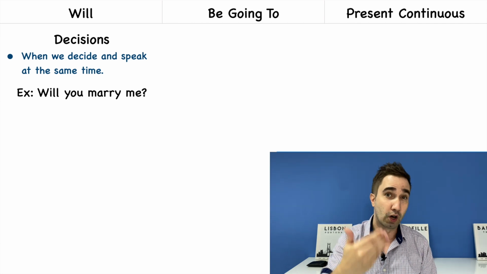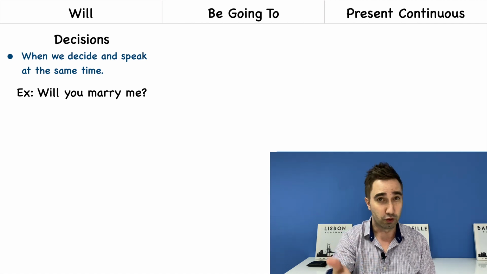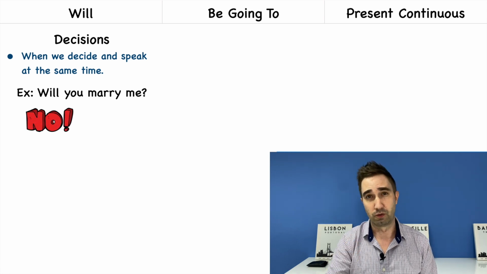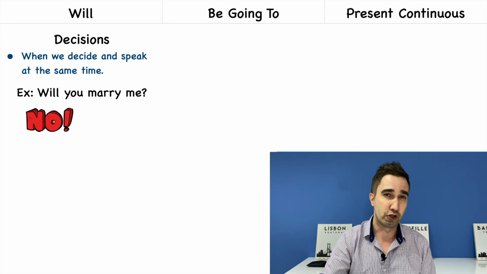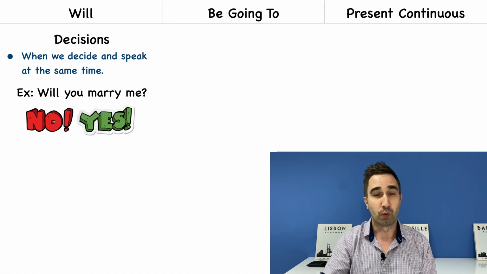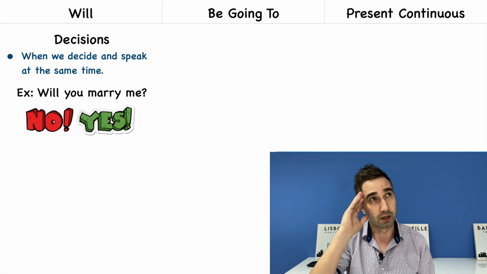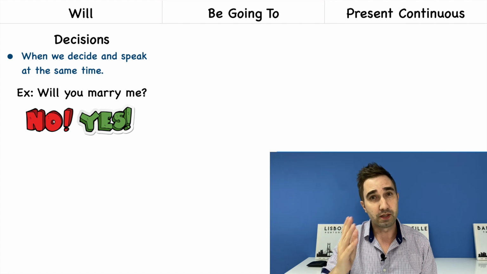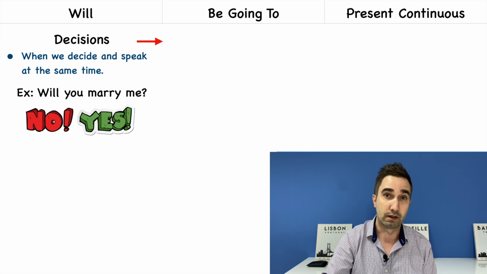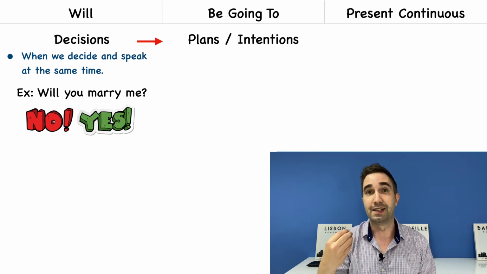So you watching this video, I can ask you this question: will you marry me? You're probably going to say no because you're married already, or you don't know who I am. So of course you're going to say no. But let's just imagine, for fun and for the sake of this video, that you say yes. So thank you. Once you say yes, once you decide, okay, will you marry me? Yes or no. Once you decide that the answer is yes, the decision becomes a plan, or the decision becomes an intention.